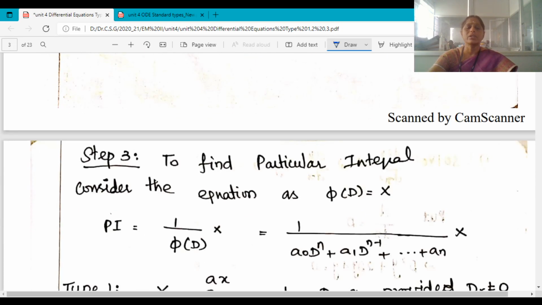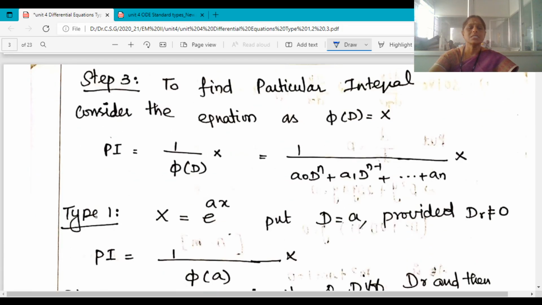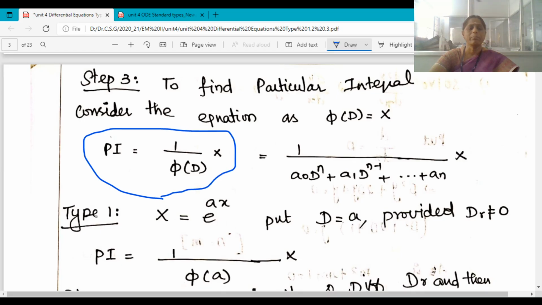Next, we are looking for the particular integral. This is the template for the particular integral: PI equals 1 by φ(D) into X. This φ(D) is nothing but the left hand side of the differential equation, and this capital X is nothing but the right hand side of the differential equation.